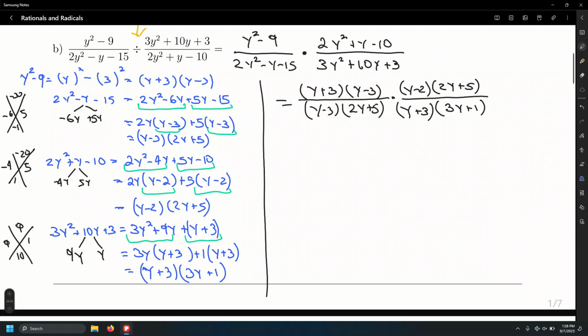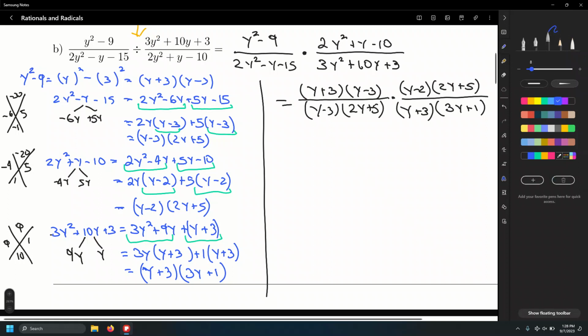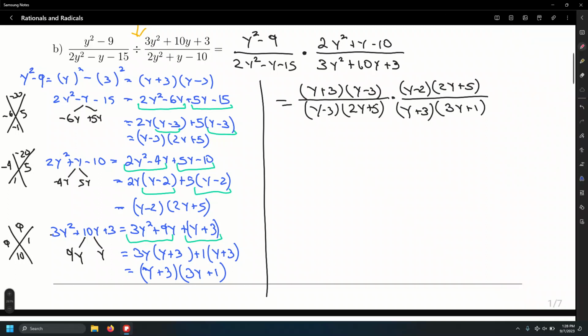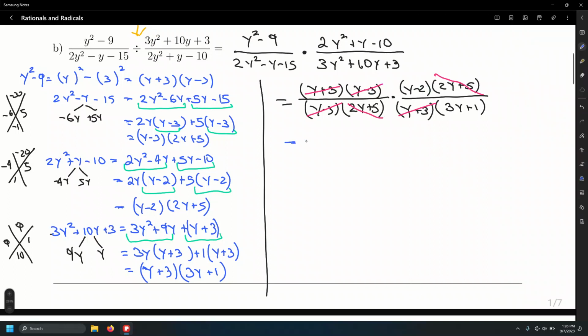And here is where we divide out the common factors. Again, we don't divide out terms, but factors. So let's see. We have a y plus 3 with another y plus 3. Y minus 3 with y minus 3. Is there anything else to divide out? 2y plus 5 and 2y plus 5. And that's going to leave us only with y minus 2 in the numerator divided by 3y plus 1 in the denominator. And that's the final answer. All right?